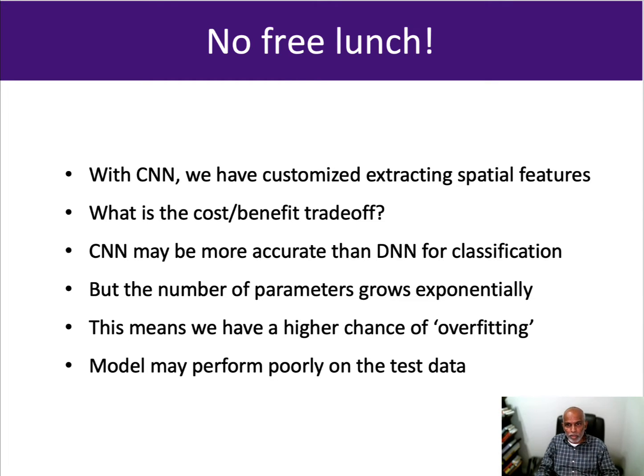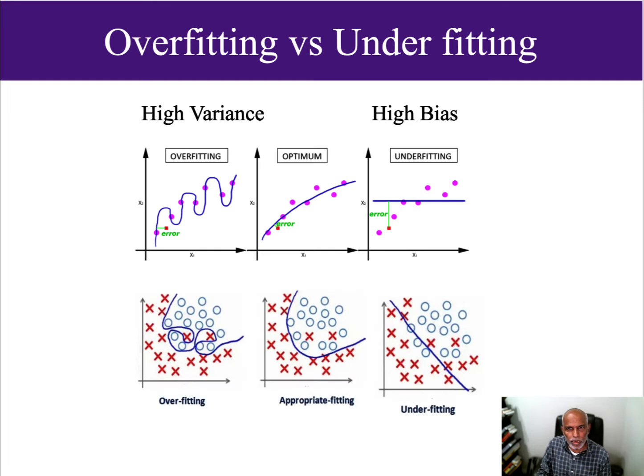CNN usually is more accurate than any other deep neural network for classification, but the number of parameters grows exponentially. That means we have a higher chance of overfitting. The model may perform poorly on the test data. But generally, so far we have been accomplishing good results in practical problems, as long as we have labeled data. So that is the huge parameter count. Hundreds of millions of parameters are involved sometimes.